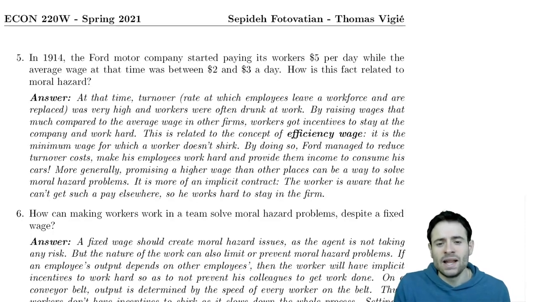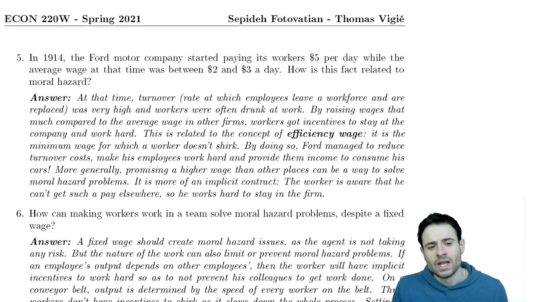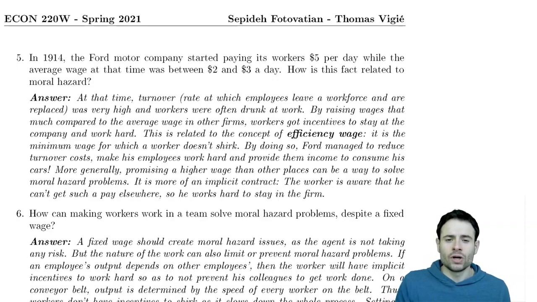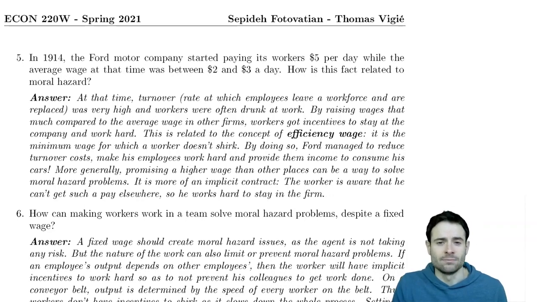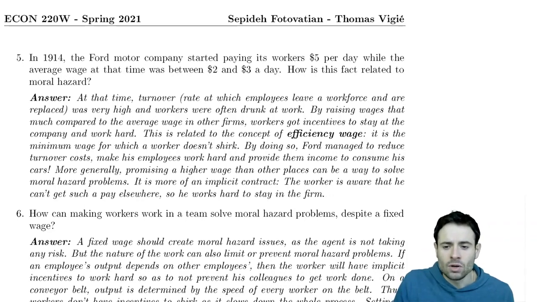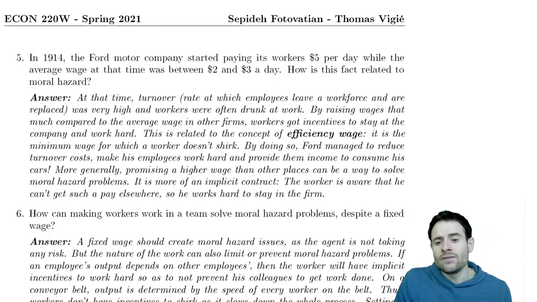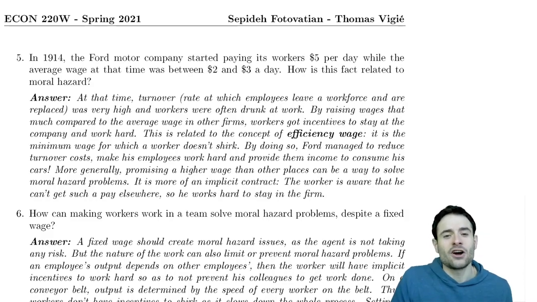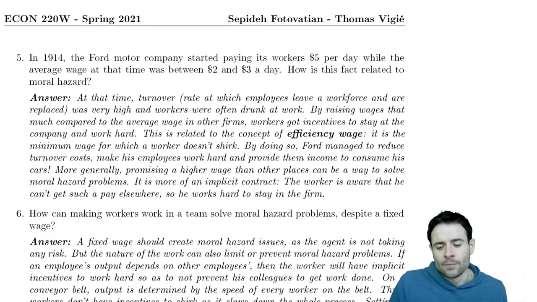This idea is related to the concept of efficiency wage. It is the minimum wage for which a worker is not going to shirk, is not going to be lazy. By doing so, Ford managed to reduce turnover costs, make his employees work hard, and even provide them income to consume his cars. So another good move from Ford was to think, well, who is going to buy my cars? My employees and other people, consumers, are going to buy my cars. So I need to pay them a sufficient amount so that they can in turn consume my products.